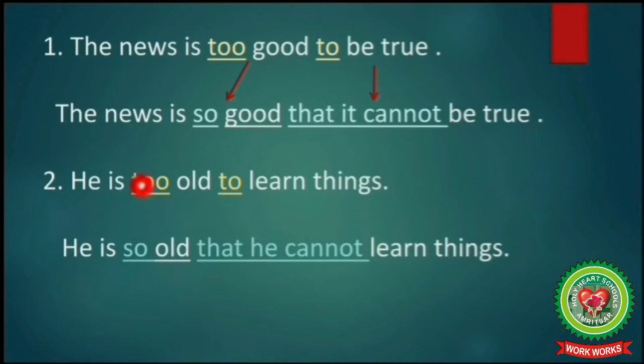Now students, let's take another example. He is too old to learn things. Now here again we will change too into so and to learn, that is an infinitive, into that plus subject plus helping verb plus not. So it will become he is so old that he cannot learn things.